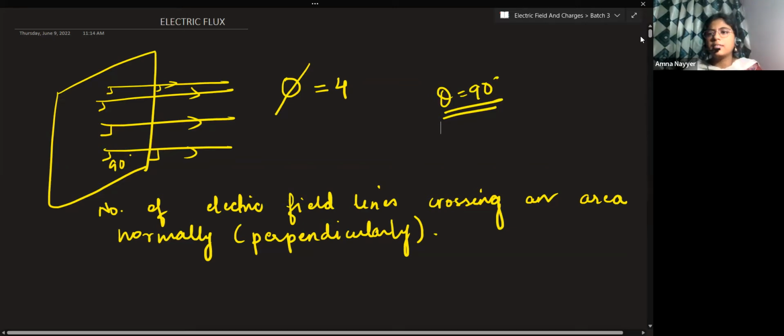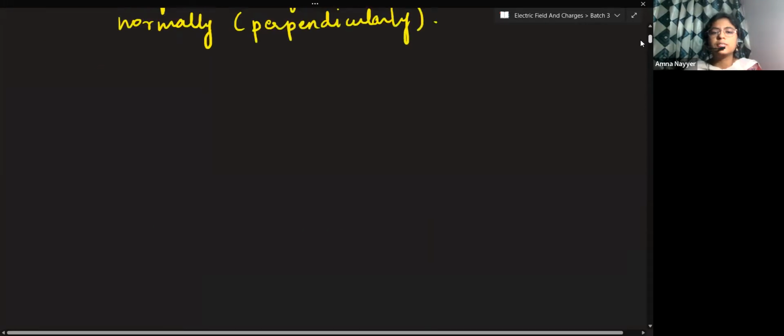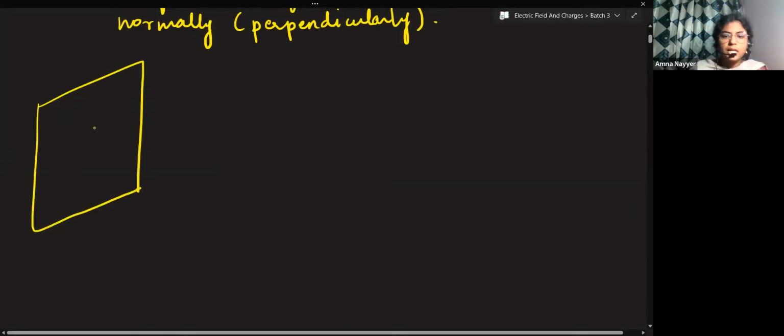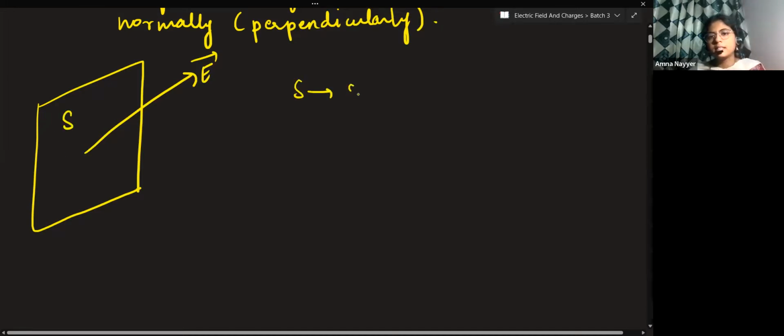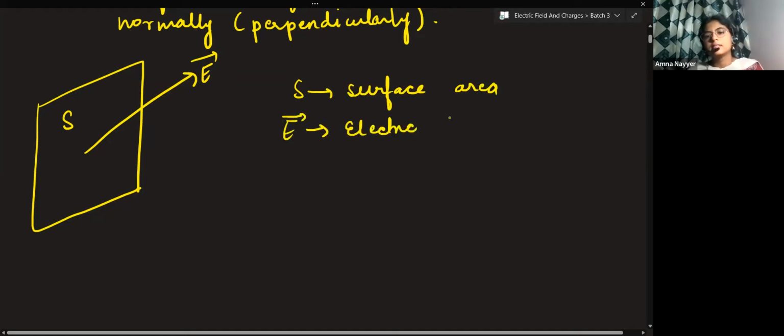For example, if I give you a surface, let's say this is a surface. This is electric field line. This is a surface with surface area S. Let's say S is the surface area. E is the electric field. All right. Now, it is making some random angle with the plane. It's not making an angle of 90 degree.